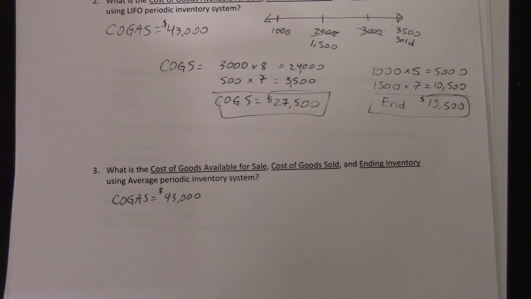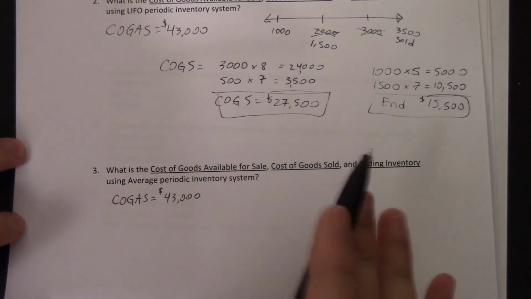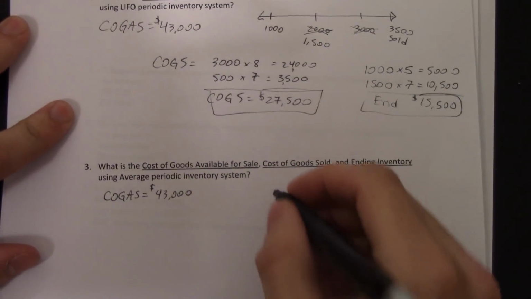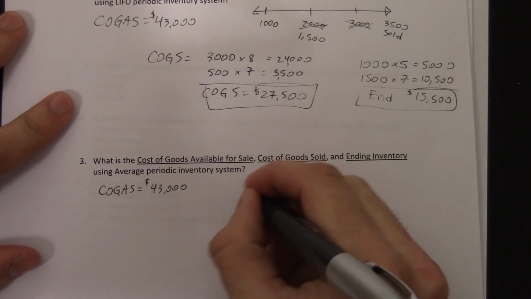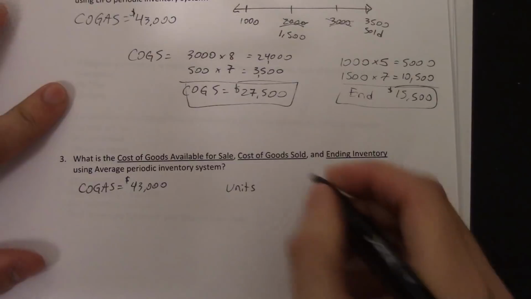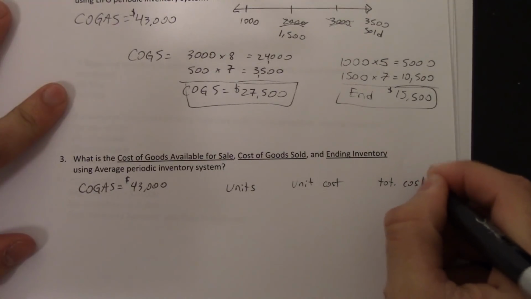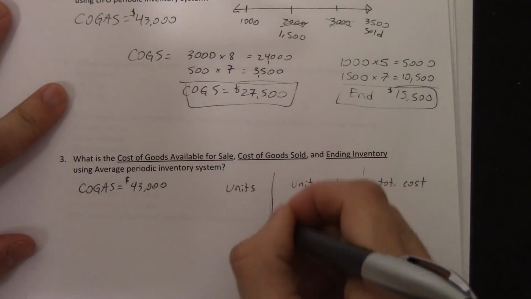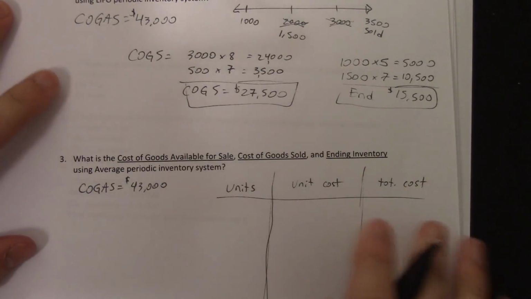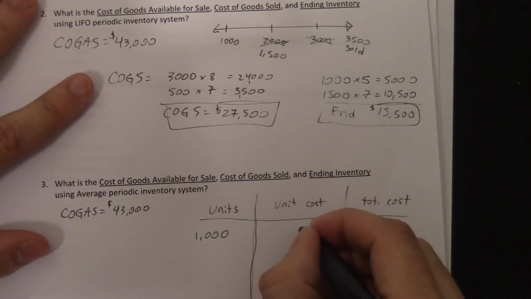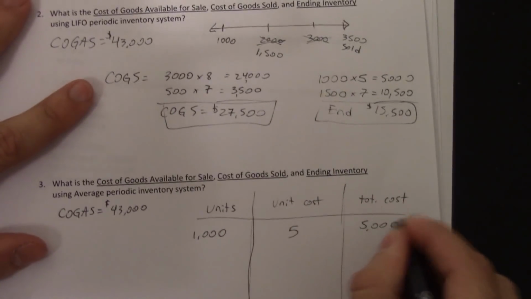So using an average periodic inventory system, it's best maybe not to use a timeline, but instead to use a table. So we can set it up saying first column is our units, second column is our unit cost, and our third column is the total cost. So we began with 1,000 units at a cost of $5 each. So that gives us a total cost of $5,000.